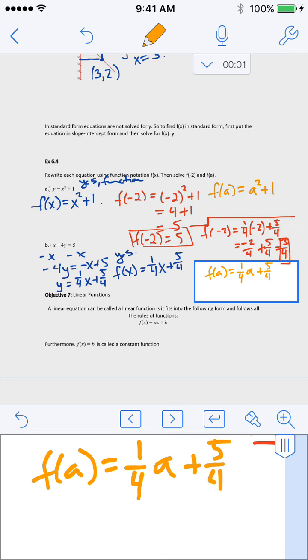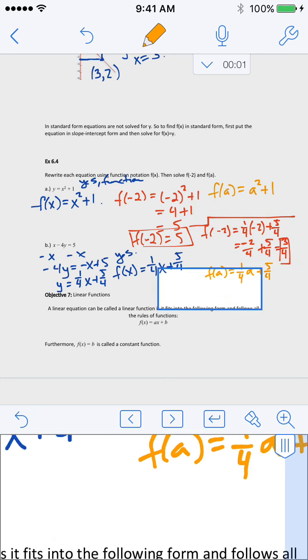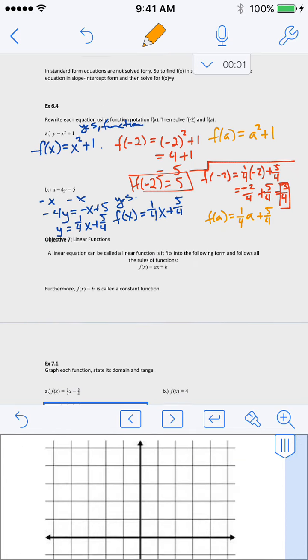Alrighty. We're going to talk about one more concept today. It's called a constant function, but if you have any questions at all, please pause now. Make sure you discuss them before we move on. Alrighty, the last concept we're going to talk about is a constant function.